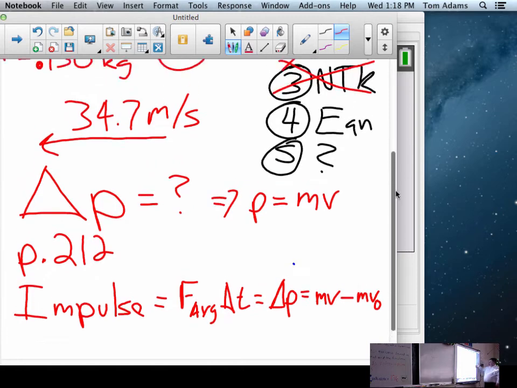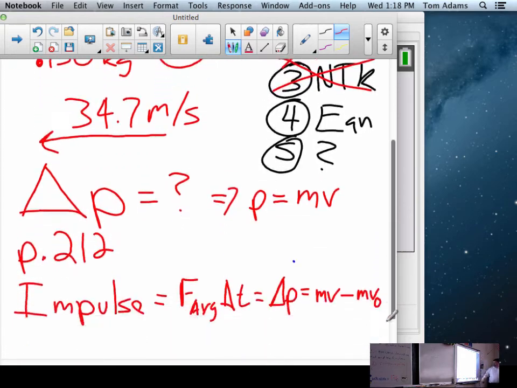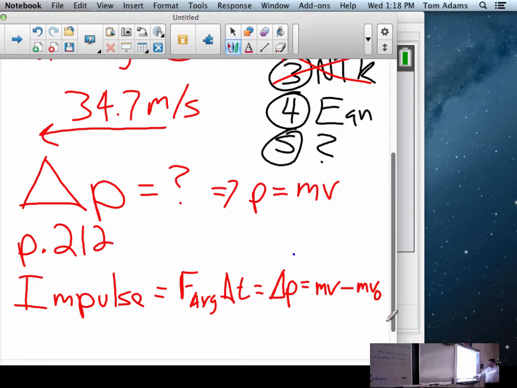So now what I need to do is I need to go back. What do I have? Well, I have the initial velocity, I have the final velocity, and I have the mass. So now if I go back and I look at my equation, what can I use? Well, I could use this, right?